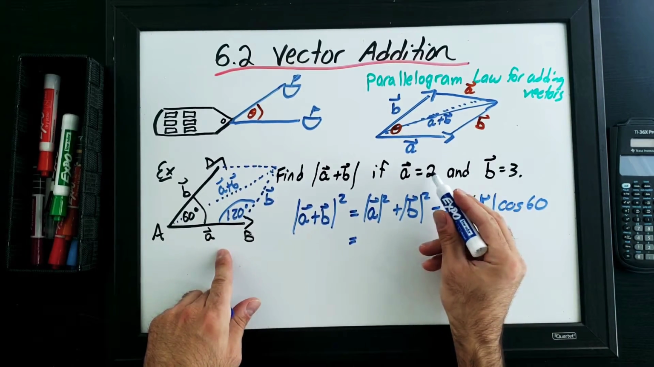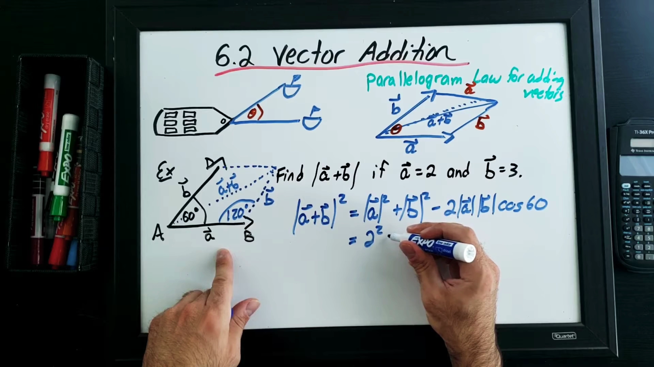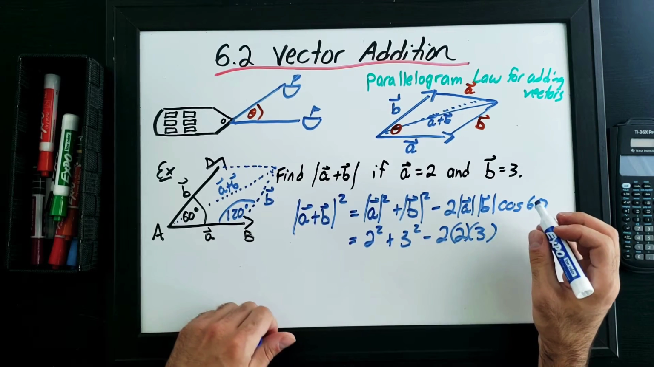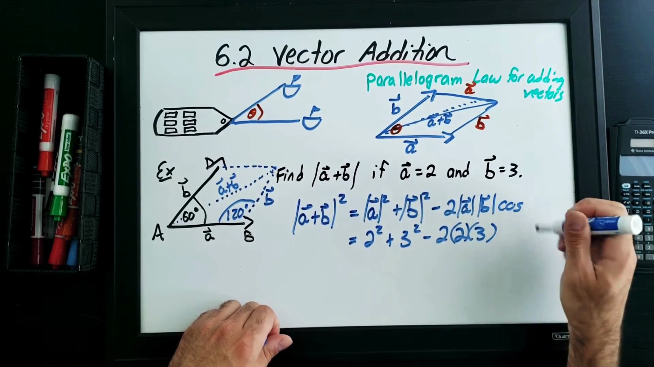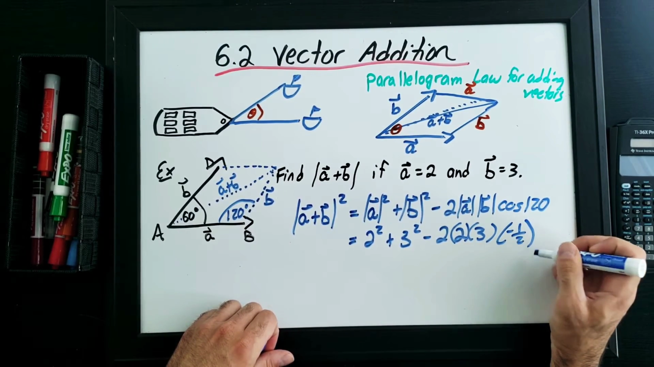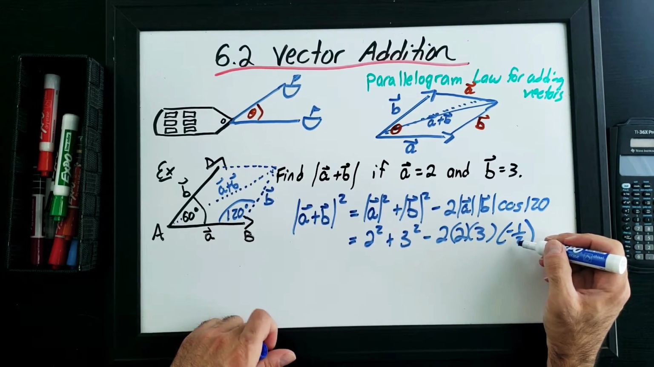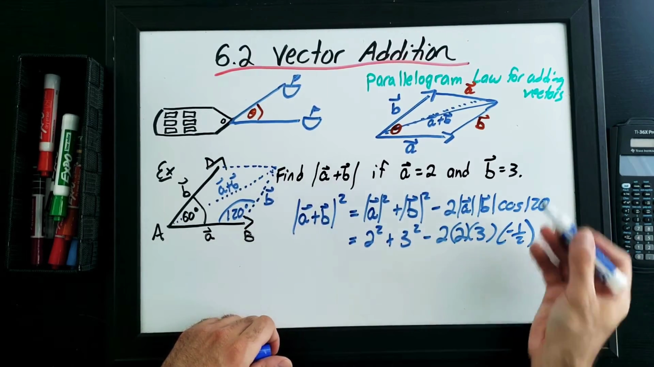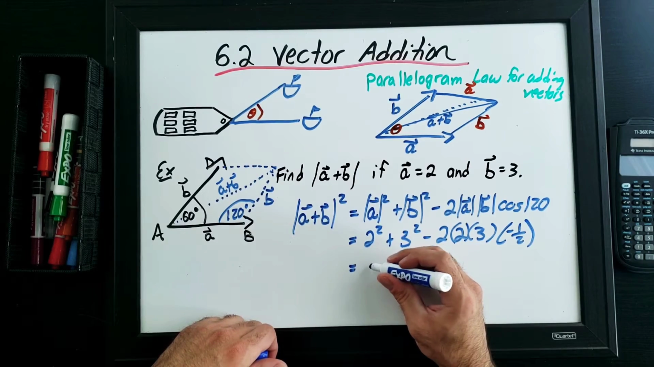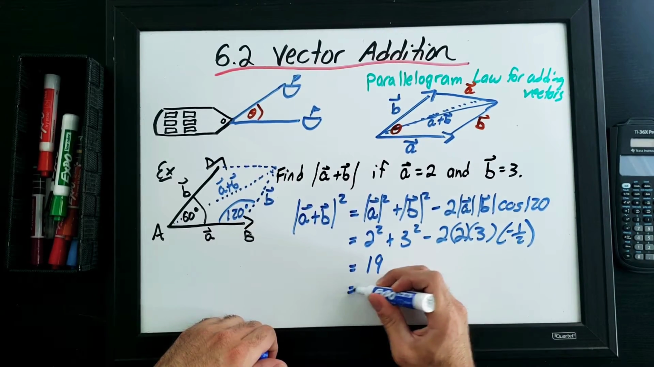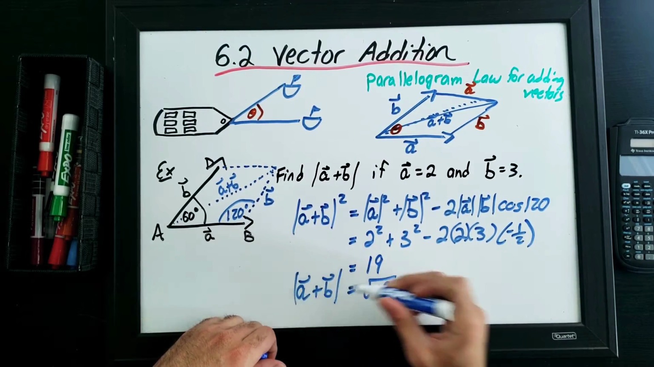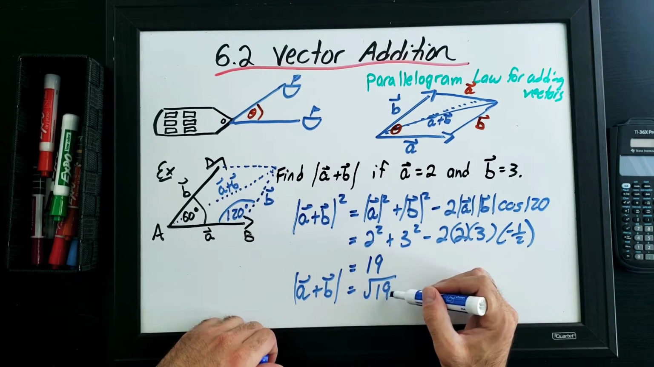Now I'm going to plug in the values. 2 squared, 3 squared, minus 2, 2, 3, brackets. I lied about the cos of 60, it's supposed to be cos of 120. Okay, and cos of 120 is negative 1 over 2. So I'm just going to replace the cos of 120 with negative 1 over 2. It's like cos of 60, just in the negative CAST rule, you know, it's on the left side. Anyways, I'm going to add these all up, and this is going to be 19, therefore root 19 is A plus B. Because this is going to be the square, so root 19.